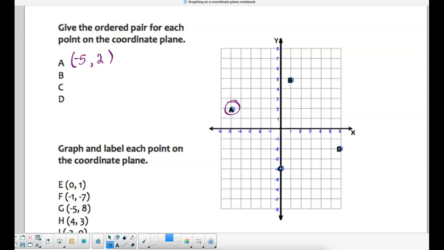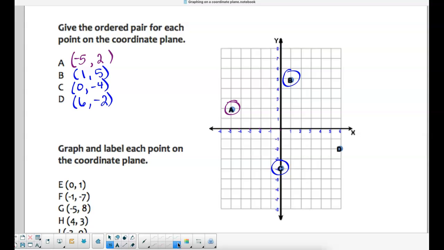What's point B at? B is right here. (1, 5). So in parentheses, 1, 5. From the origin, you go right 1, up 5. Okay, point C. Ella. (0, -4). 0, because you don't move at all left or right. And then you went down 4, so (0, -4). And then D, Josh? (6, -2). 6 right, down 2, so (6, -2).